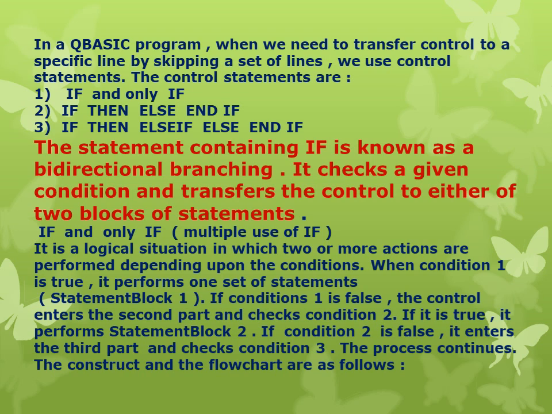If and End If, multiple use of IF. It is a logical situation in which two or more actions are performed depending upon the conditions. When condition 1 is true, it performs one set of statements, statement block 1. If condition 1 is false, the control enters the second part and checks condition 2. If it is true, it performs statement block 2. If condition 2 is false, it enters the third part and checks condition 3. The process continues. The construct and the flowchart are as follows.